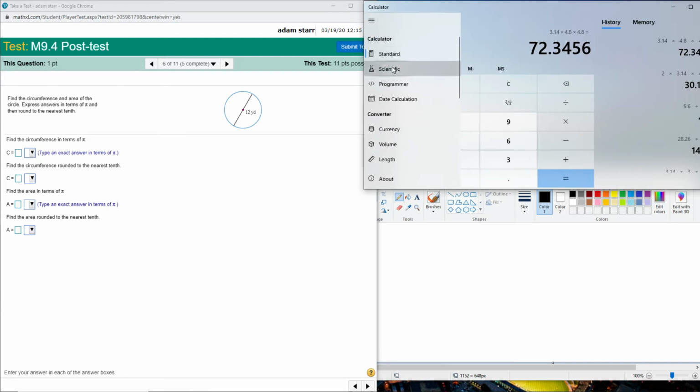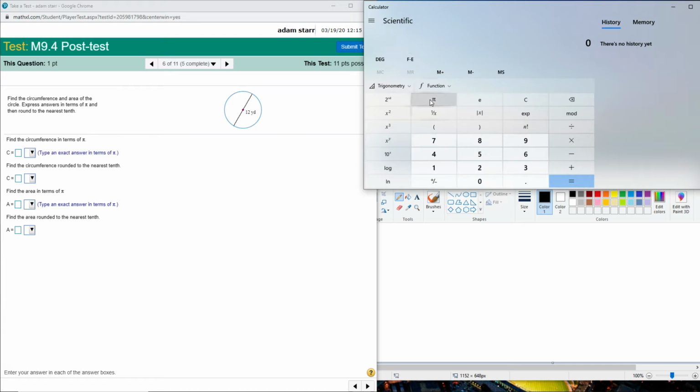Let's see if I change it to scientific. Okay, it's going to have pi in it. If you're using your phone calculator, you can just turn it sideways and you should see a pi symbol on your calculator. Okay, you can Google a calculator. I'm using my PC. This is a Windows 10, and it has a pi calculator. I had to just change it to a scientific option right on my computer. Okay, so it's asking for circumference and area.